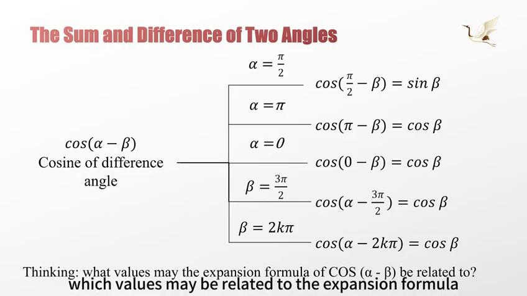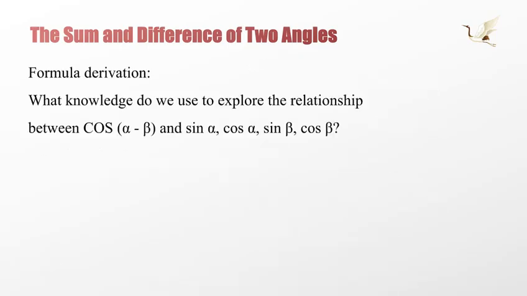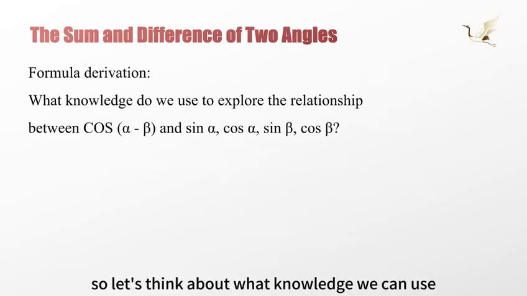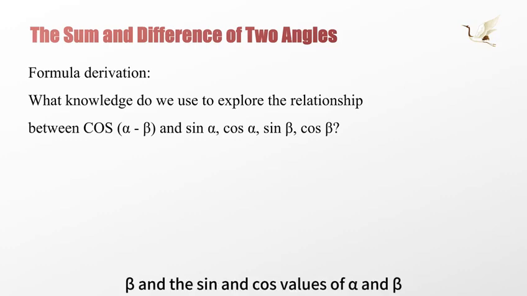Let's think about which values may be related to the expansion formula of cosine of alpha minus beta. By comparing the previous 5 equations, we found that the expansion of cosine of alpha minus beta may be related to the sine or cosine values of alpha or beta. So let's think about what knowledge we can use to explore the relationship between cosine of alpha minus beta and the sine and cosine values of alpha and beta. This requires us to draw on past experience.